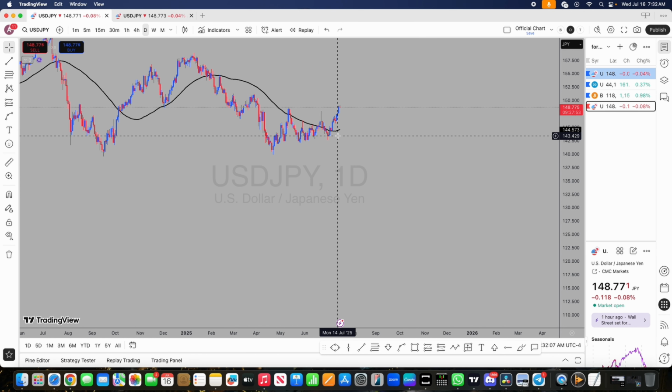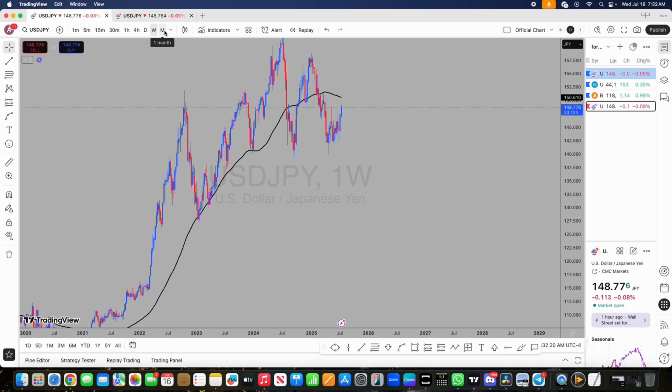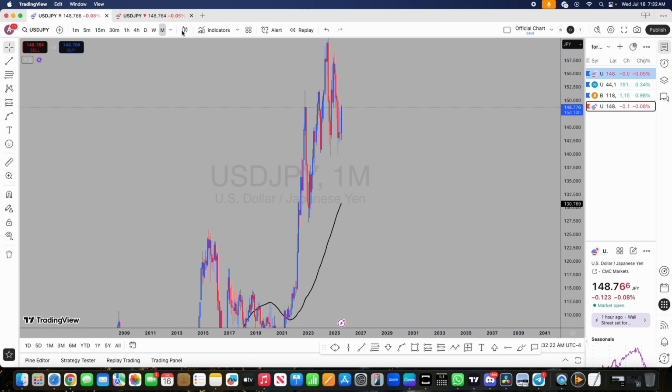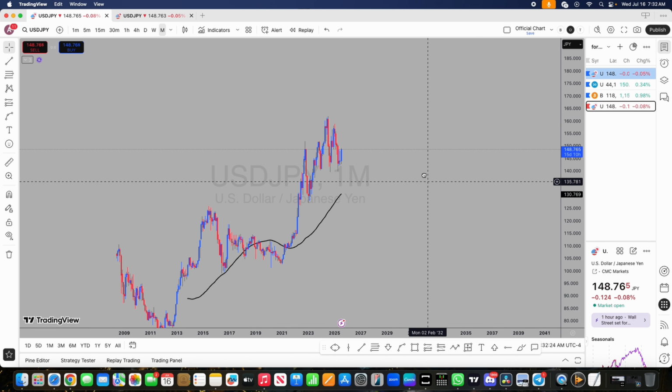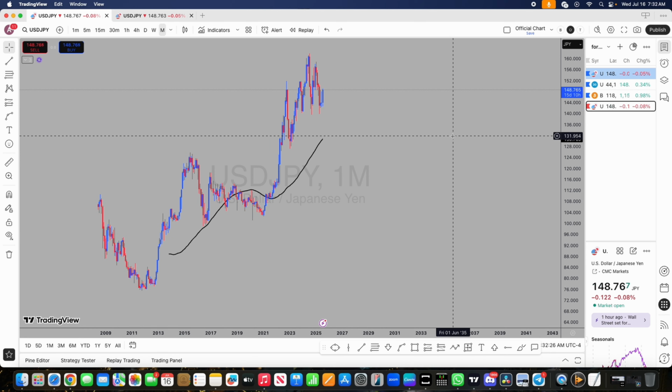I also use the moving average as a confluence, but that's not the only confluence I need. I have to see where structure is at. Structure is a very big part that I align with the moving average, because if structure doesn't coordinate with the moving average, then I really don't use it a lot.